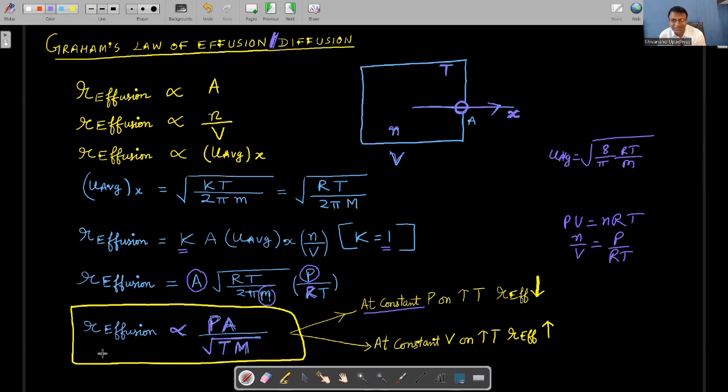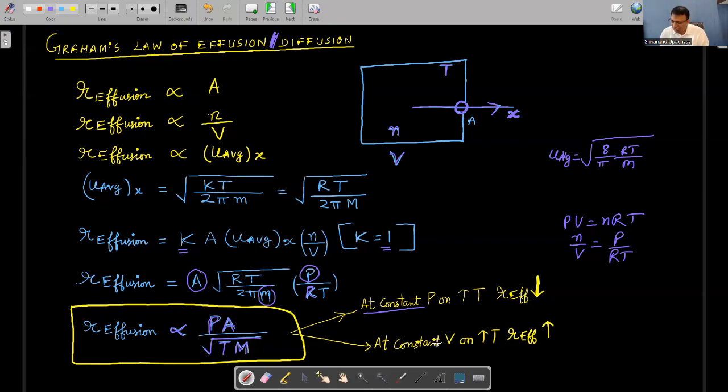Because if you are increasing temperature, many things are happening. Collisions are also increasing. Since the hole size is very small, if the collisions increase near the hole, effusion is going to decrease. So it not only depends on hole and speed, it also depends on the number of collisions. On changing the temperature, collisions are also changing because of that.